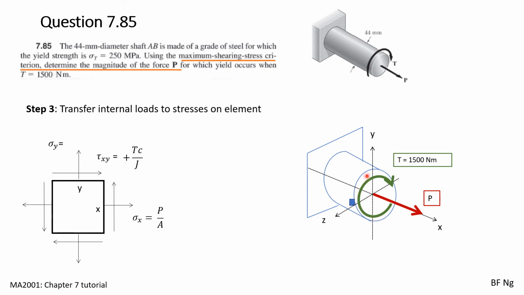The torsion will cause shear stress, and it will cause the shear stress on the right hand side of the element to be upwards. According to convention, this is positive. As such, this is positive Tc over J. T here is given in the question as 1500, c is the outer radius, and J, the equation is given here. We substitute in the values and we obtain 89.68 megapascals for tau xy. Sigma y will be 0.